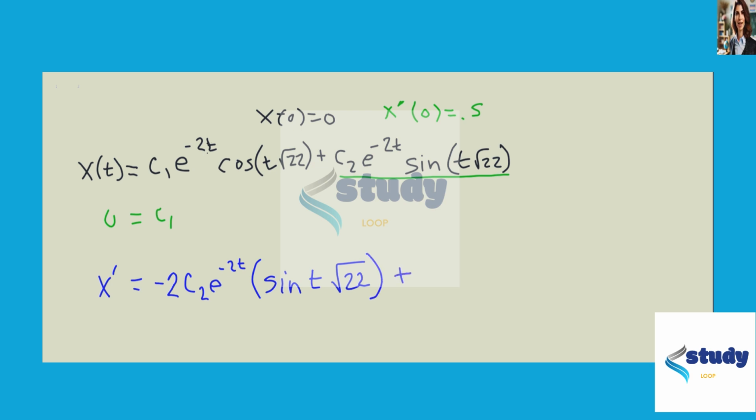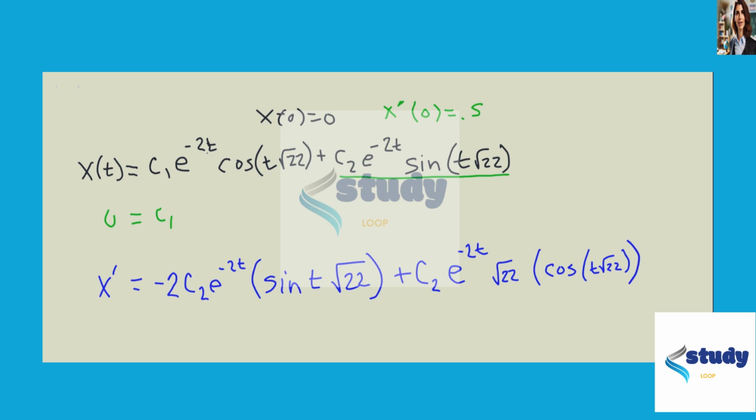So now I'm really focused just on this piece here. I have c2 e to the negative 2t square root of 22 times cosine of t square root of 22. So that makes it cosine of 0, which is 1.